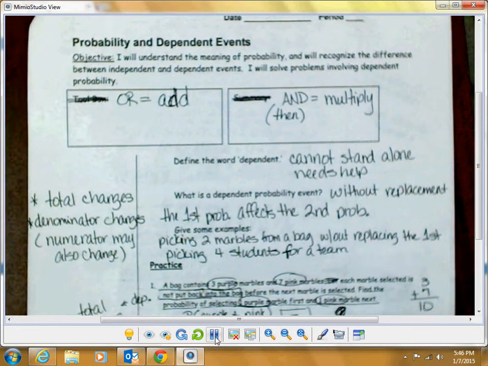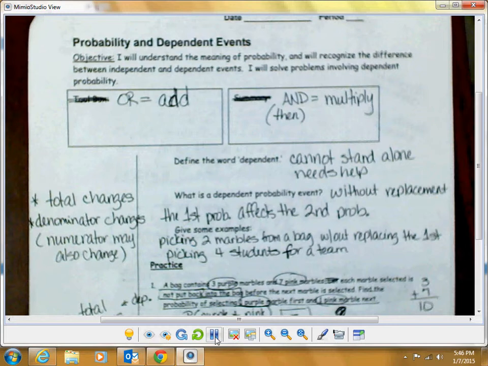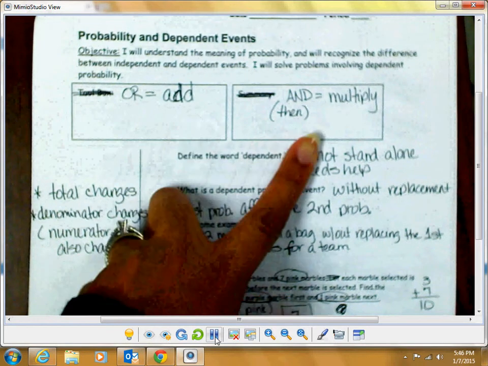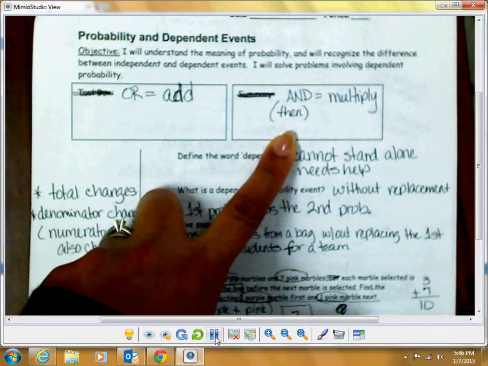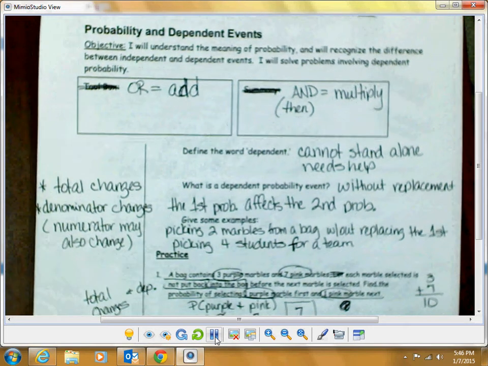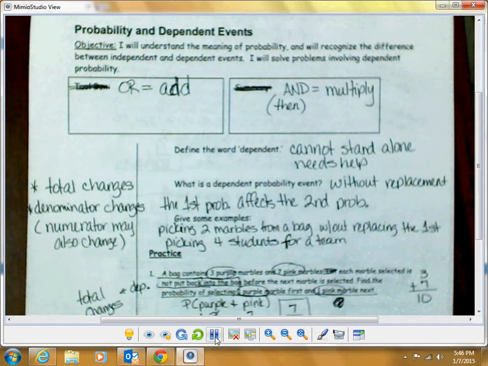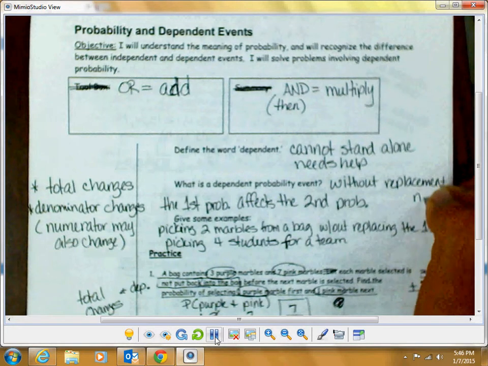Okay, the next page, we discussed our dependent events or dependent probability. Again, we wrote that or means to add, and means to multiply. Then is the same as saying and. Okay, here we talked about how dependent, remember, means it cannot stand alone. You need help. Something has to go with it. So, in your problem, look for it to say something like without replacement or not put back.